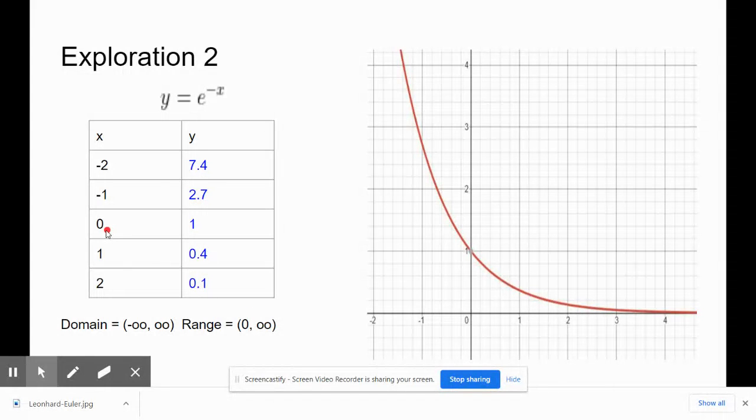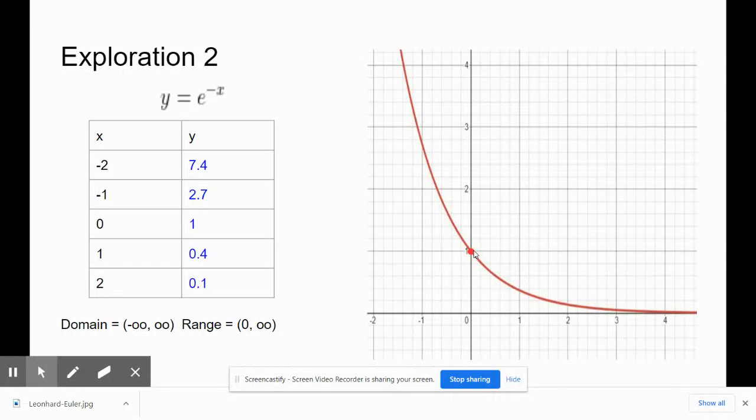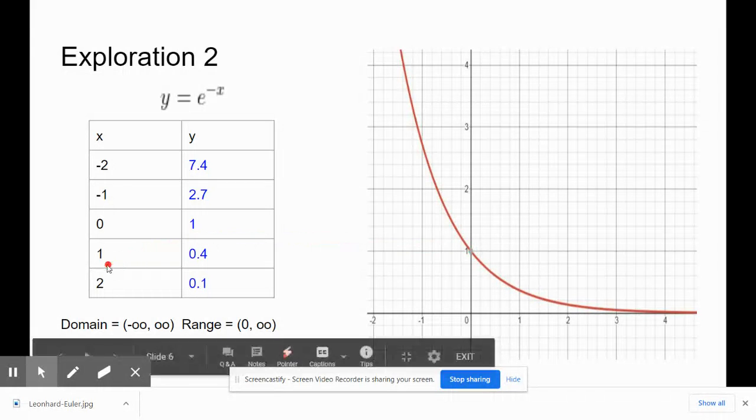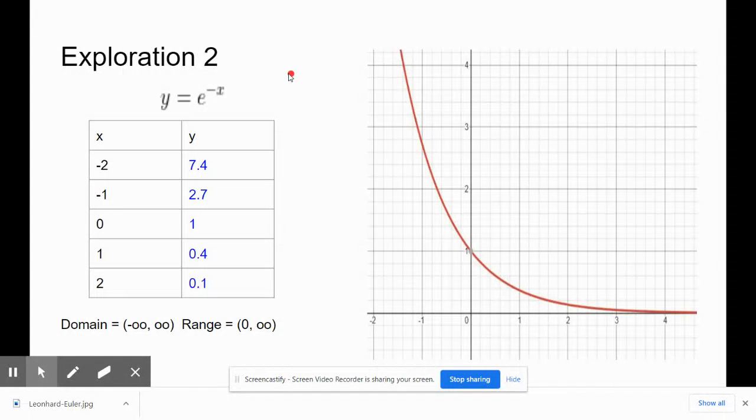When x is 0, I would have e to the 0 power again, which is 1. When x is 1, now it's e to the negative first, which is approximately 0.4, so right up here. And when x is 2, I've got e to the negative second, which is about 0.1 on my graph, so about right in here. You can see that at negative 1, it was 2.7. So the graph kind of flips across the y-axis from the graph we just did of y equals e to the x.